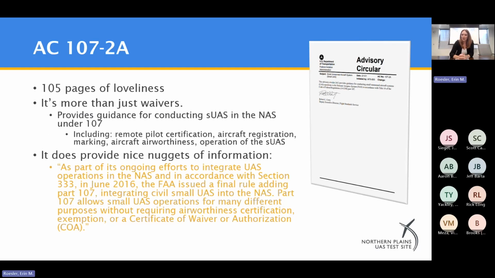The other document, Advisory Circular 107-2A, is 105 pages of pure lovely reading. And I mean that. It truly has a lot of content and a lot of information. And it's a lot more than just waivers. It provides guidance for all small UAS, as well as the context by which Part 107 was created. So you can see here it has some of these nice nuggets of information where it talks about 107 was a set of rules that came out in response to Section 333 of the FAA Reauthorization of 2016. Wonderful, great. But again, might not be the information that you need when you're filing for your waiver.